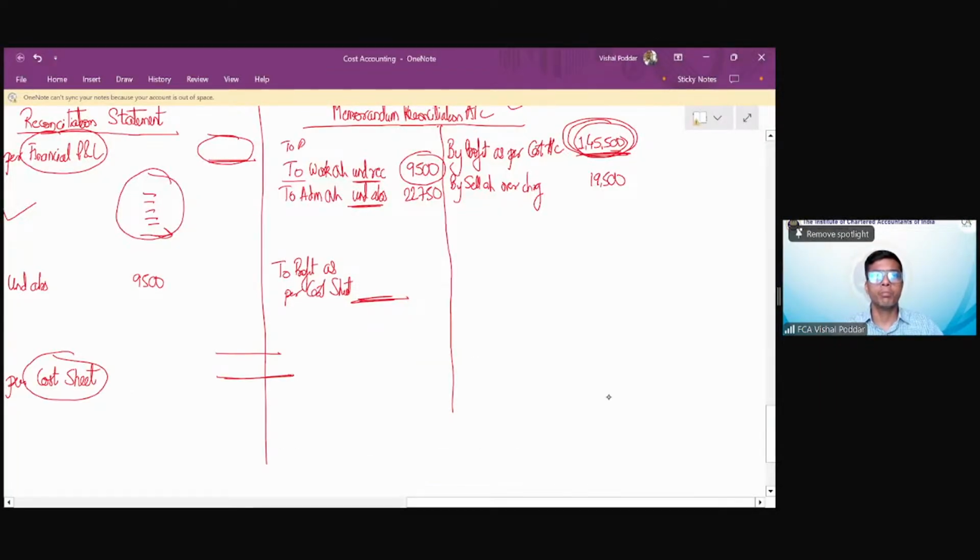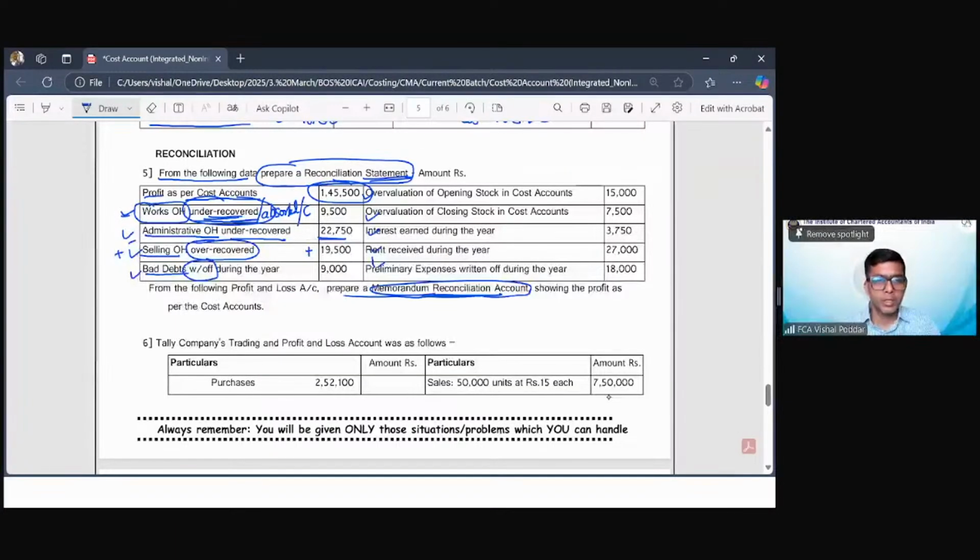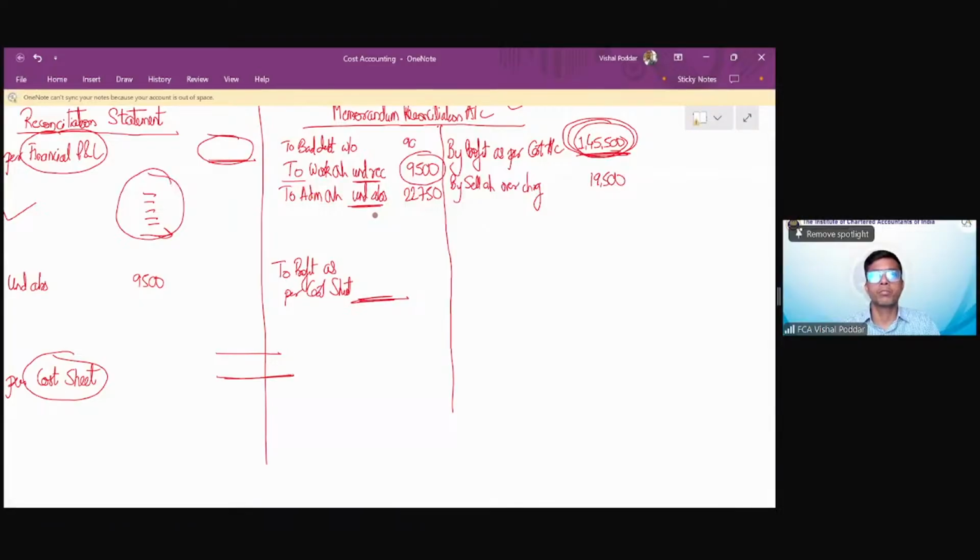So to bad debts written off, 9,000. Since I have to subtract, I have put it on the opposite side of the profit. So I put it on the debit side.